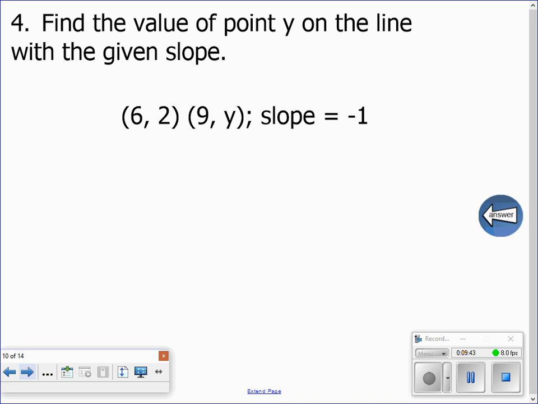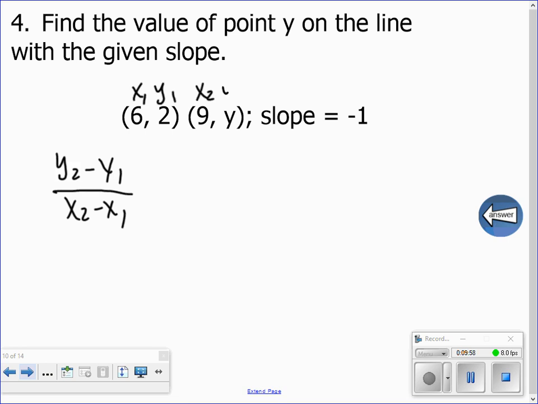Again, same thing, find the value of the y on the point given the slope. So we're going to work backwards. So y2 minus y1 over x2 minus x1. Again, I would label your points. In this case, we're missing y2, so we'll leave that as y, minus y1, which is 2, over x2, which is 9, minus x1, which is 6, is equal to our slope of -1.